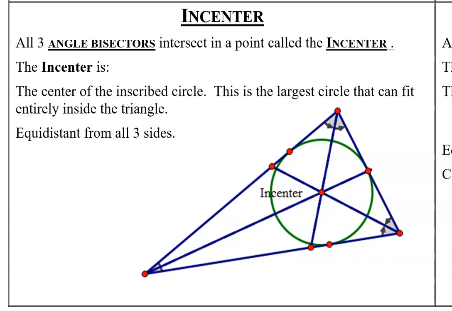An angle bisector is splitting this angle in half and coming out. It's splitting an angle in half down here and coming out. And then there's another one over here splitting that angle in half and coming out. Where all three of them meet is called the incenter.